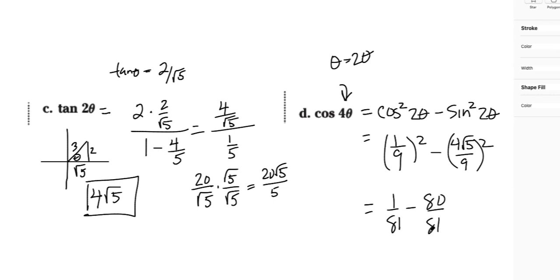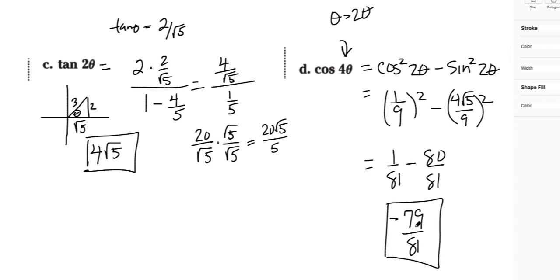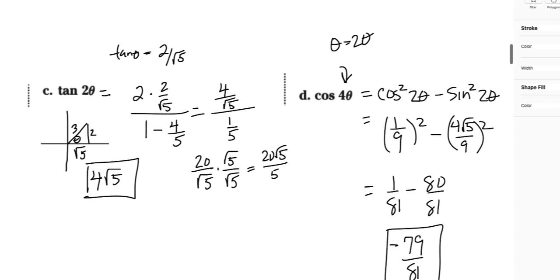And then what do we end up with? We end up with a negative 79. That's not a 9. Try again. A negative 79 over 81. All right, lots of work, but doable. I hope that made sense. Let's go on to another example.